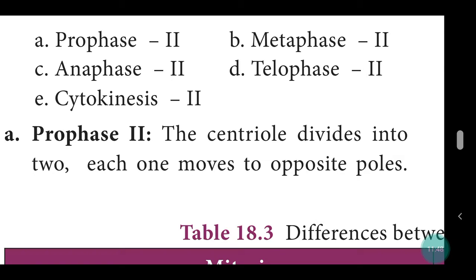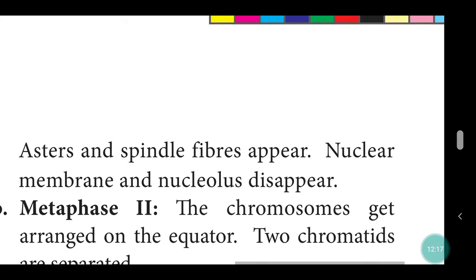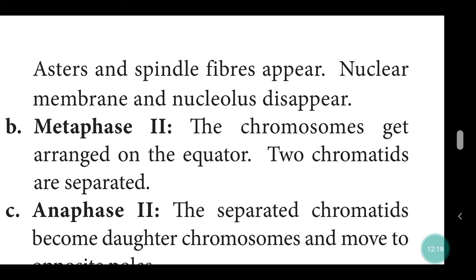First, we saw everything in division 1: prophase 1, metaphase 1, anaphase 1, telophase 1, cytokinesis 1. In heterotypic division and homotypic division, we are just changing into 2. Prophase 2, what are the changes? The centriole divides into 2. Each one moves to opposite poles. Asters and spindle fibers appear. Nuclear membrane and nucleolus disappear.